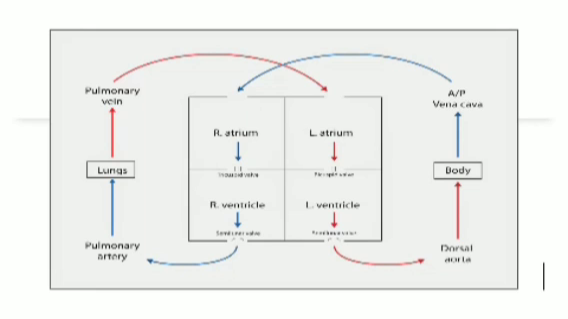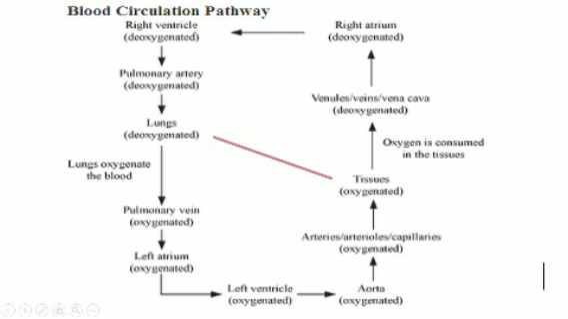Then see this picture. Here, right atrium, right ventricle, pulmonary artery, lungs, pulmonary veins to left atrium, to left ventricle, aorta, body and other body parts. Okay, clear? Then this is the pathway. To understand clearly, see here. This is the blood circulation pathway.